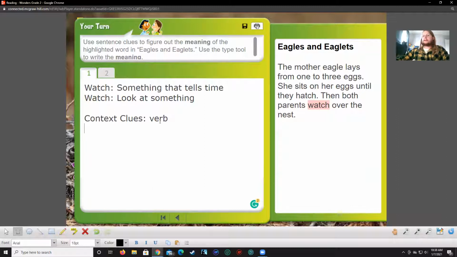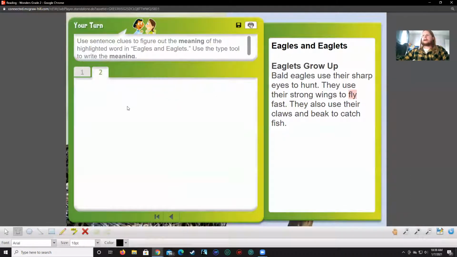All right, perfect. Let's go ahead and look at the next one now. Fly. Bald eagles use their sharp eyes to hunt. They use their strong wings to fly fast. They also use their claws to break and beak to catch fish.